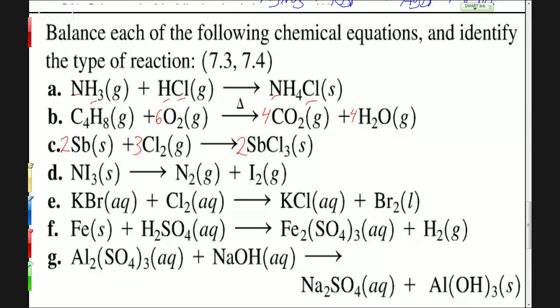And then last one, same thing. I could work with balancing the nitrogens first, so I'll do that. 2 means I need 2 there. And that means I have 6 iodine on the left. So I need 6 iodine on the right. So I'll put a 3 there. 3 times 2 is 6.